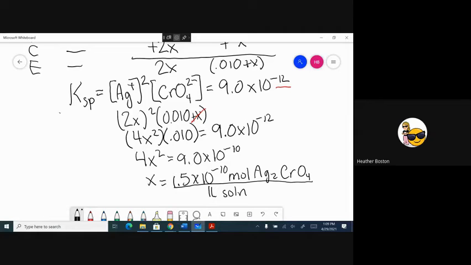So the only thing that is new to this type of problem is the fact that we do not start at 0 for all of the ions. And we need to remember that we can ignore this. Otherwise, the problem becomes pretty complicated and you would be doing some serious math. Okay, does that make sense to everybody? Does anybody have any questions?